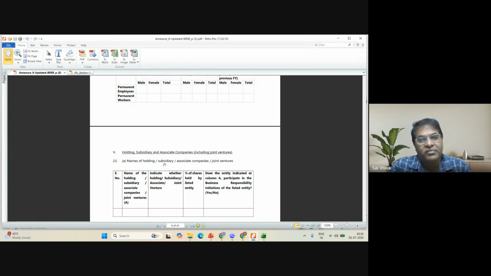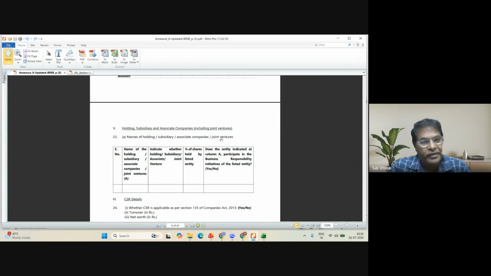Names of holdings, subsidiaries, associate companies, and joint ventures. What are these? Holding means a company which controls another company. For example, if I speak of RIL, Reliance India Limited, the company and another company, say a company by name B, which is being controlled by Reliance. You call this, then you call that Reliance is the holding company. And the company B is subsidiary, that is, it is being controlled by the holding company. Holding company is the company which controls, subsidiary is the one which is getting controlled by the company.